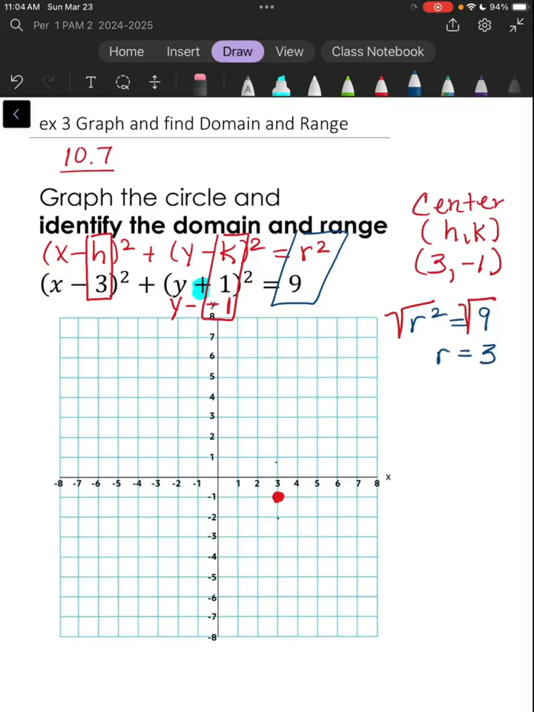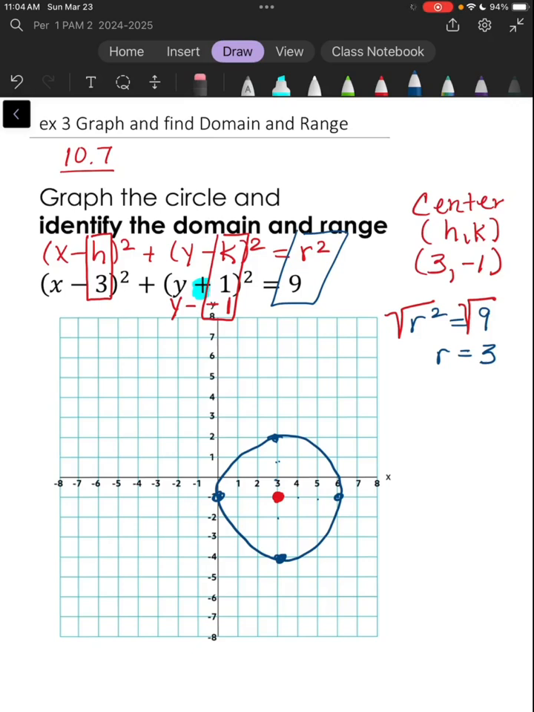So that means from my center point, I'm going to go to the right 3, I'm going to go up 3 from my center, left 3 from my center, and down 3 from my center. Once I have those 4 points, I can do my best to make a circle. Mine looks like a potato.